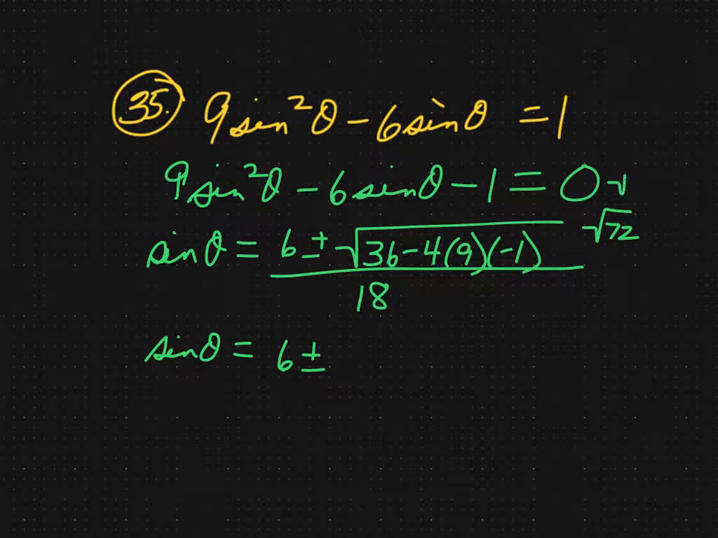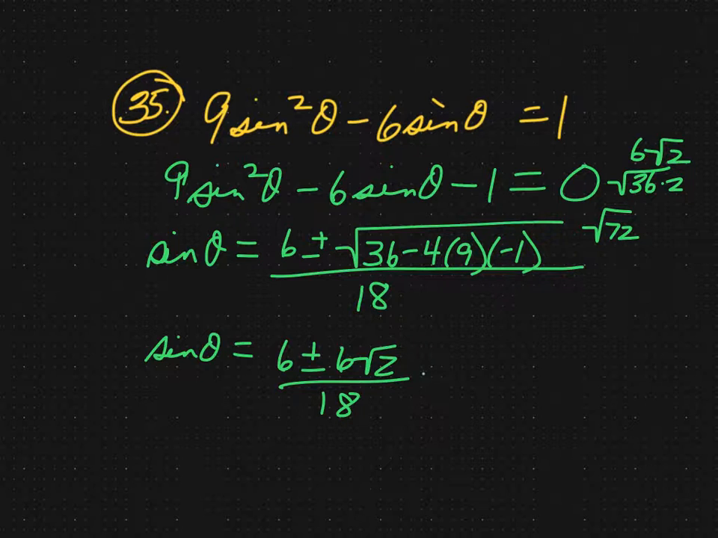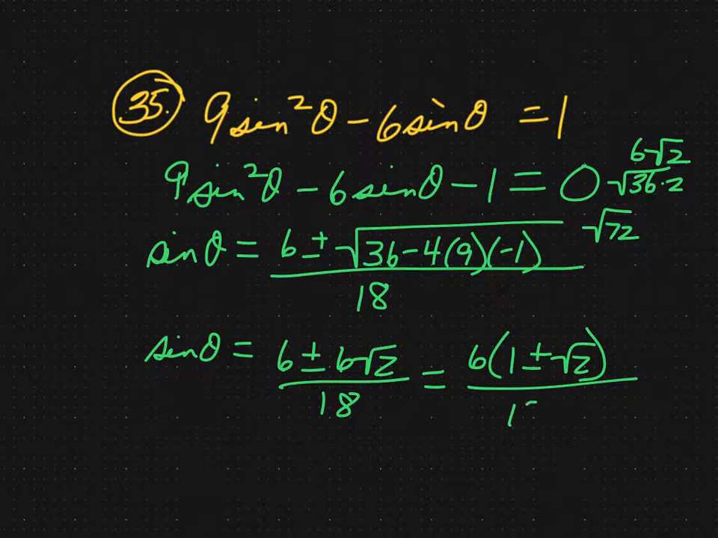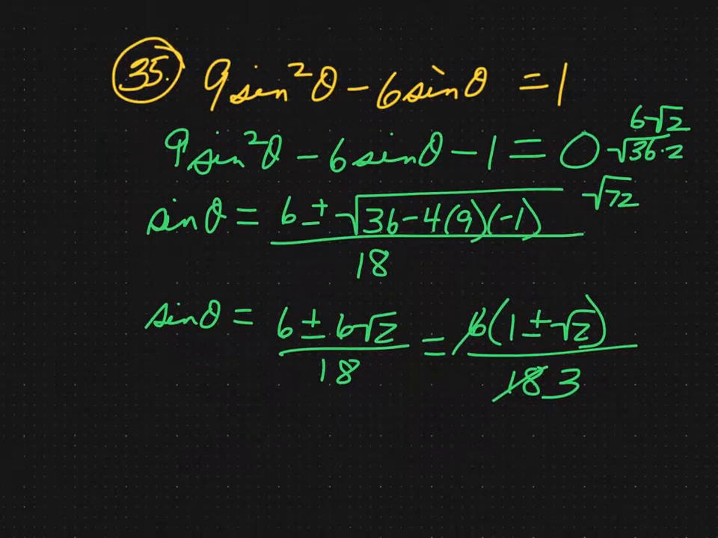So let's go 36 and 2 with that. And then that way we can square root the 36 and get 6. So really we'll have 6 plus or minus 6 root 2 over 18. If I factor out the 6, I have 1 plus or minus root 2 left inside over 18. And then 6 will cancel with 18 and make 3. So I simplified that to see if maybe we would end up with something on the unit circle. And we don't.